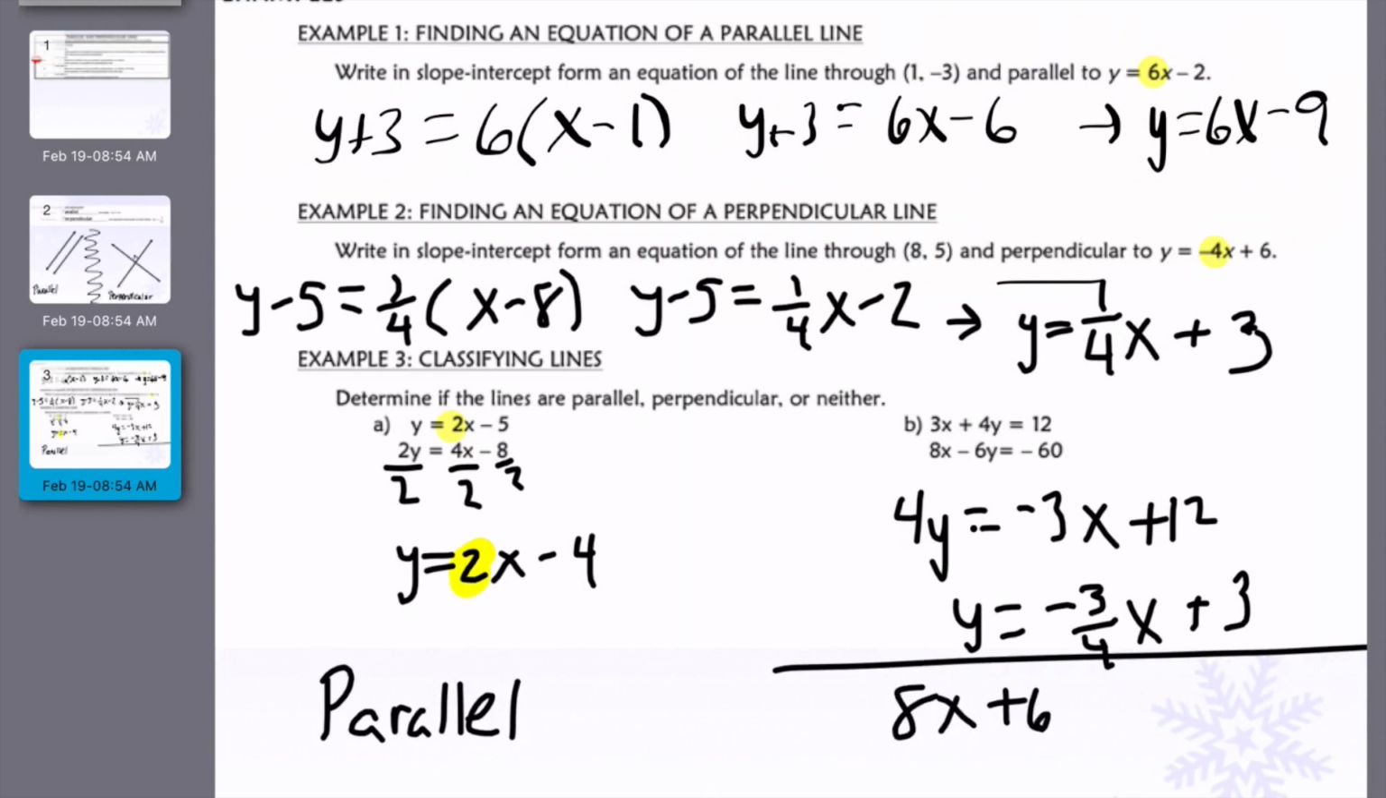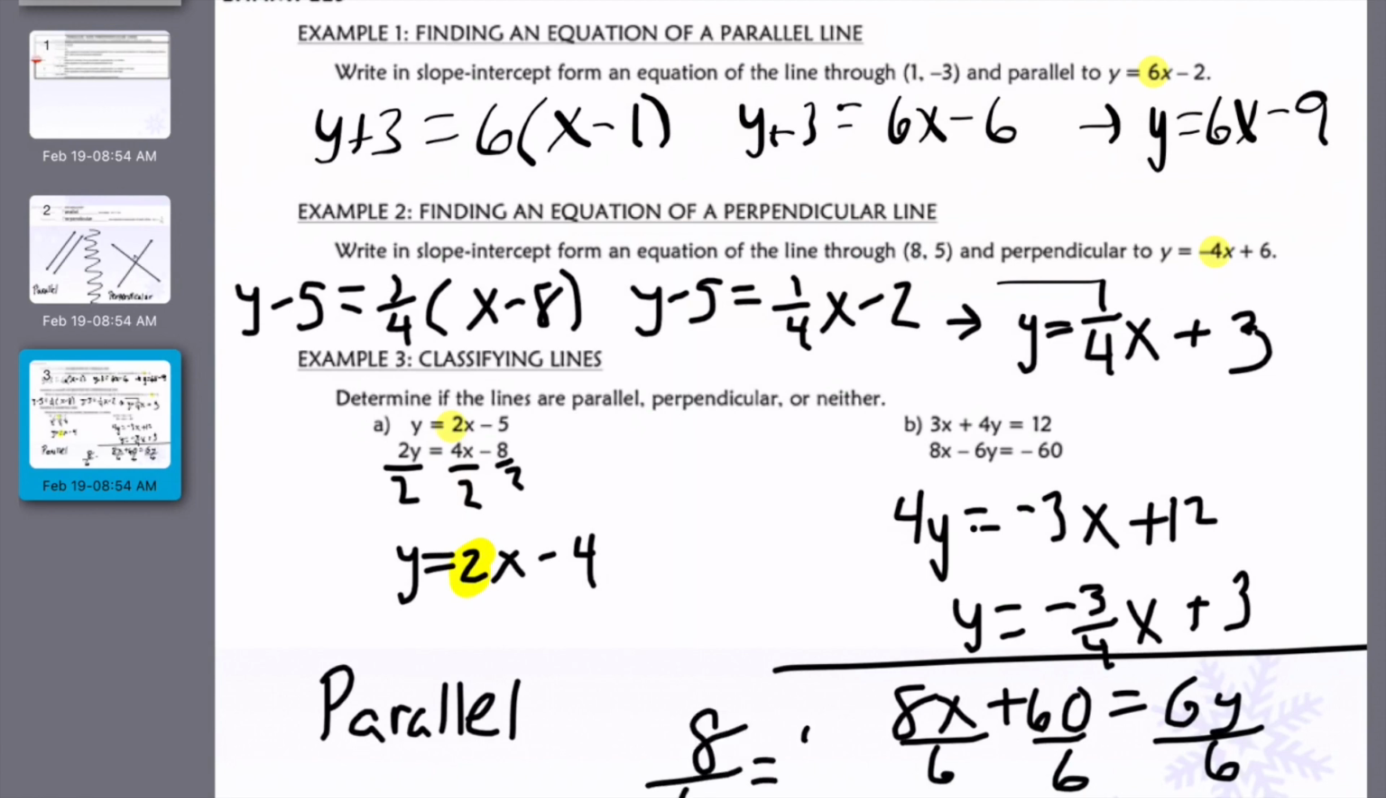And then I'm going to have 8x plus 60 equals 6y, divided by 6 on both sides. But I know that 8 divided by 6 is also the same thing as 4 over 3. It's the exact opposite reciprocal. It's the reciprocal of 3/4 because I made my denominator my numerator and my numerator my denominator. And it's the exact opposite because it's going from negative to positive. So that means that these two lines are perpendicular.